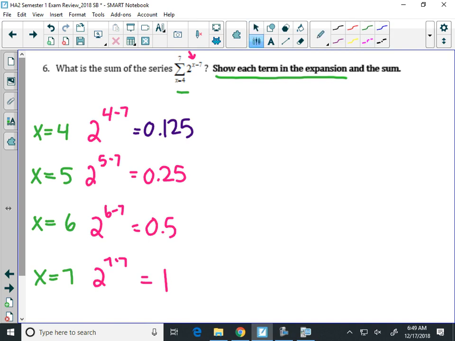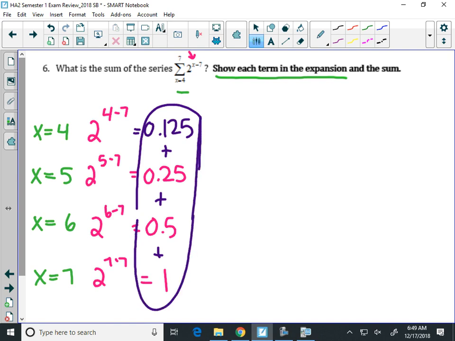So all you have to do is add those terms up. Add this column up. 0.125 plus 0.25 plus 0.5 plus 1. And when you add those up, you'll get 1.875. Right? That's what you have to do. Show all those 4 terms that you're adding up, and then put them in your calculator and get your value.